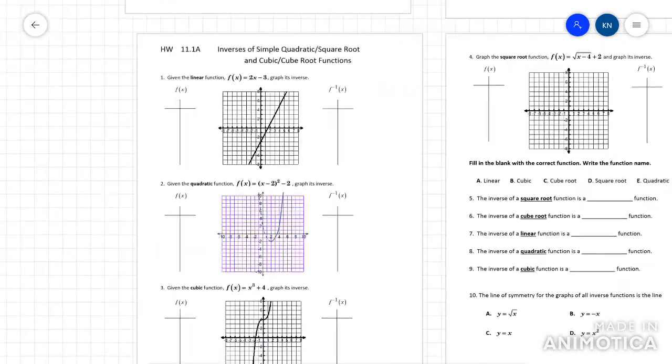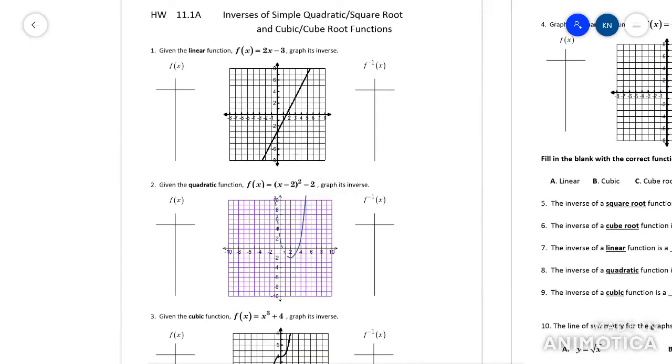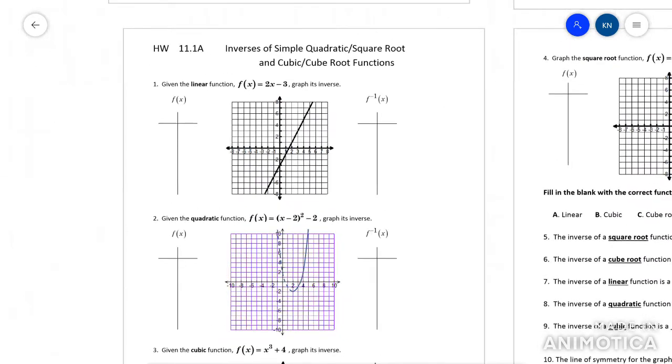So let's keep going. We have this linear function, 2x minus 3, in red here. Now they want the inverse. So let's get some coordinates. Here's one at 0, -3. Here's one at 2, 1. And here's one at 4, 5.